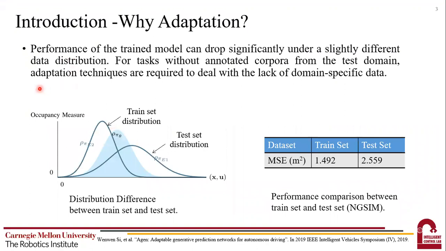Although the trained model typically performs well on the training set, performance can drop significantly under a slightly different data distribution. As this figure shows, this is the train set distribution and this is the test set distribution. For example, the table shows a performance comparison between the train set and the test set. As can be seen, the MSE in the train set is much lower than the test set because of the different data distribution. For tasks without annotated corpora from the task domain, adaptation techniques are required to deal with the lack of domain-specific data.